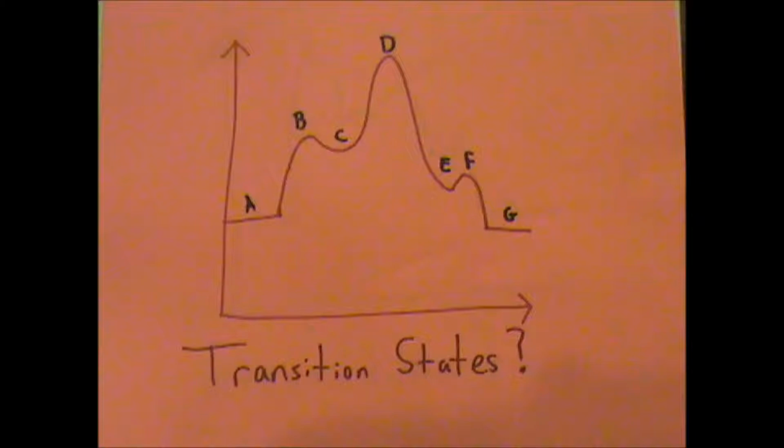Your transition states can also be called activated complexes, and that's when you're in between the point where you're breaking the bonds and forming new bonds. So at B, D, and F at those high points are where those would be.